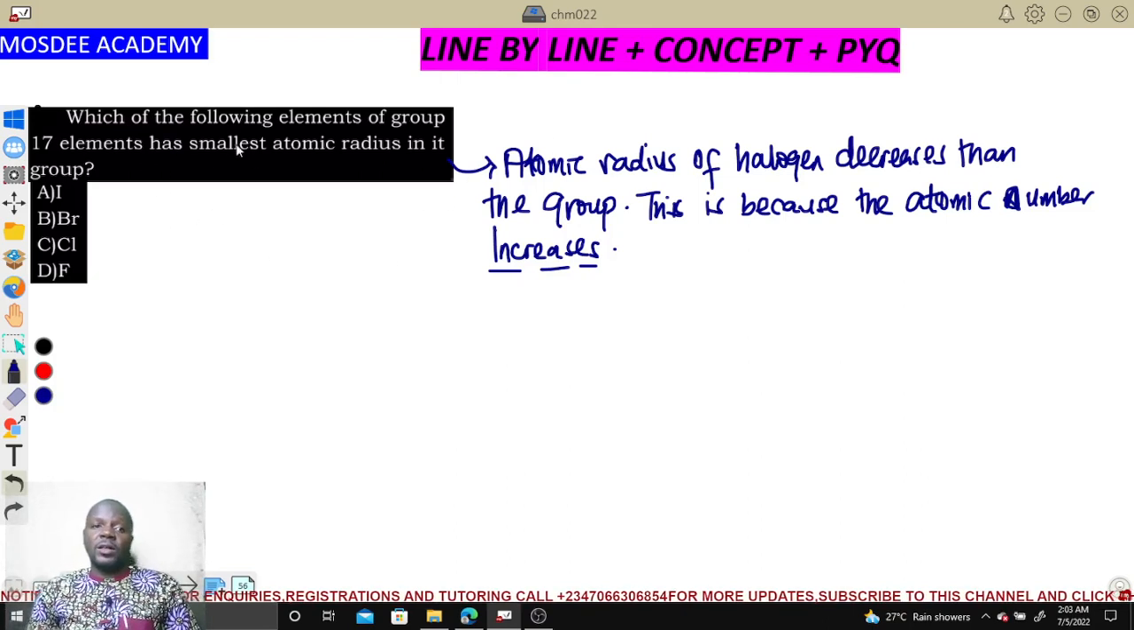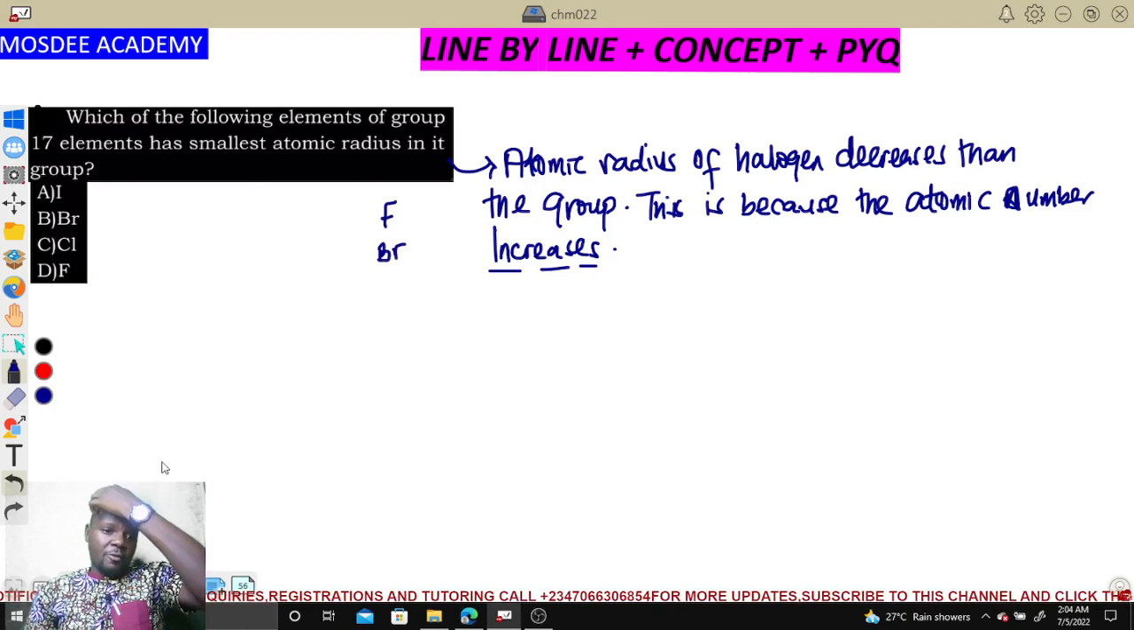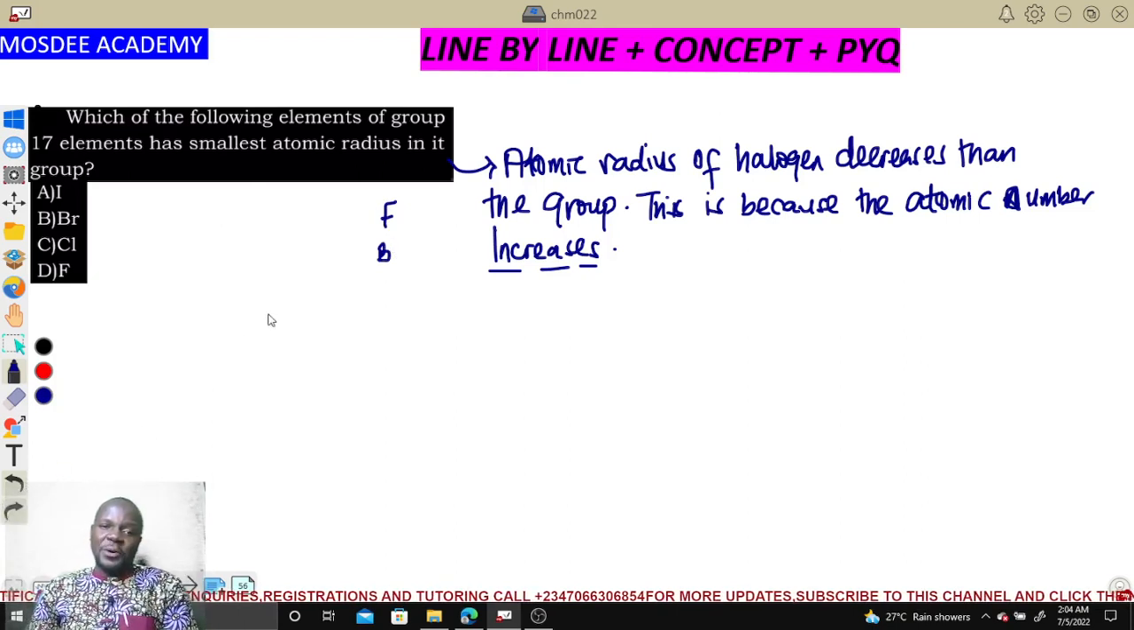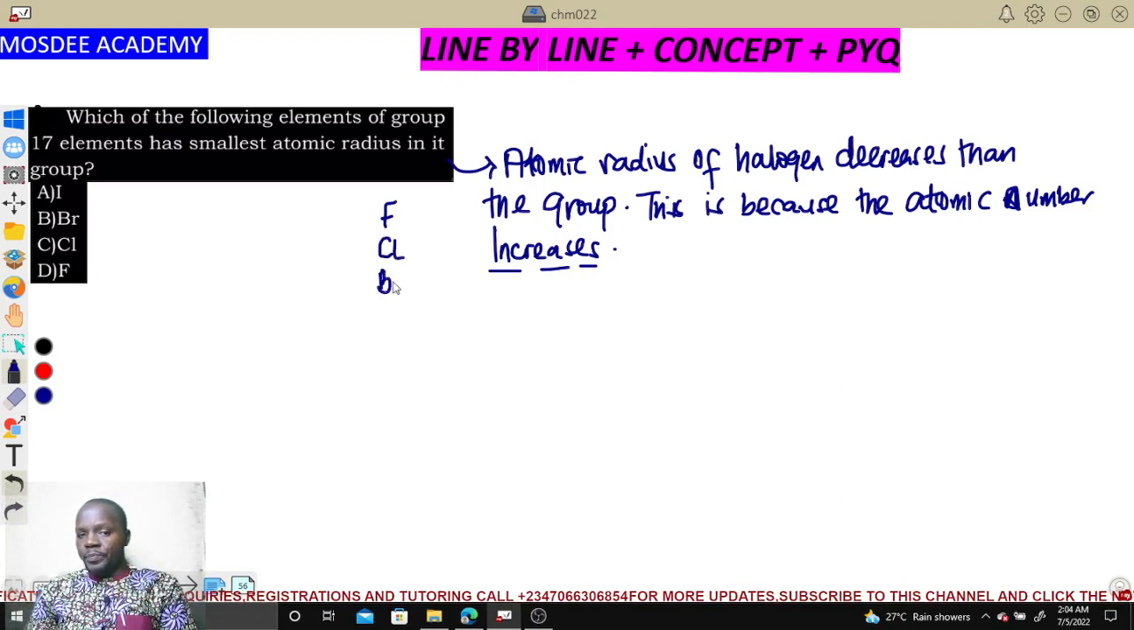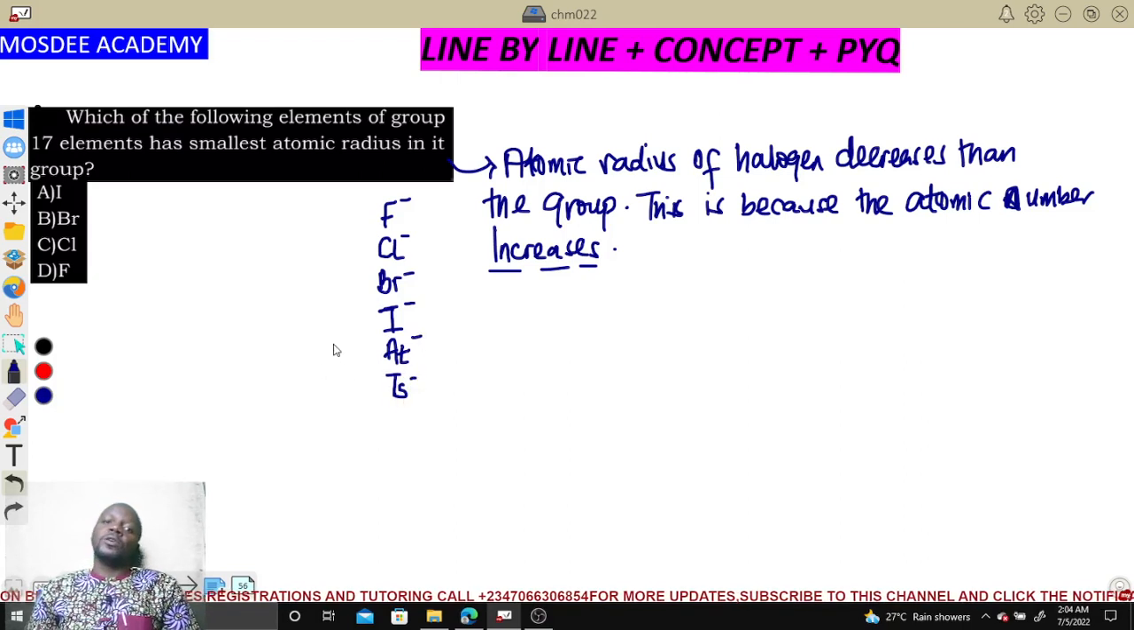This is a simple question. If we go by the trend, it is fluorine, chlorine, bromine, iodine, and astatine, and the last one is tennessine. Don't forget, it's very important. So that is the way they go.